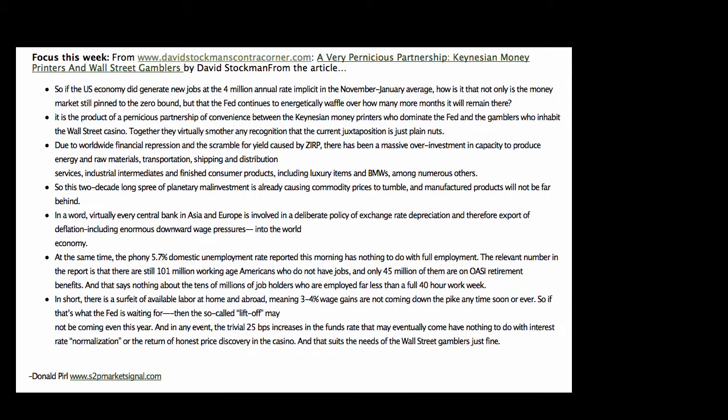So if that's what the Fed is waiting for, then the so-called liftoff may not be coming even this year. And in any event, the trivial 25 BPS increases in the funds rate that may eventually come have nothing to do with interest rate normalization or the return of honest price discovery in the casino. And that suits the needs of the Wall Street gamblers just fine.